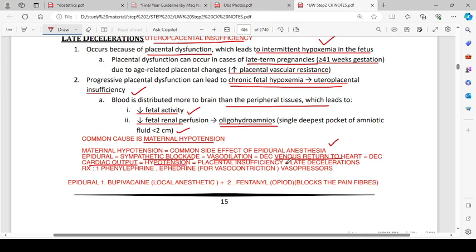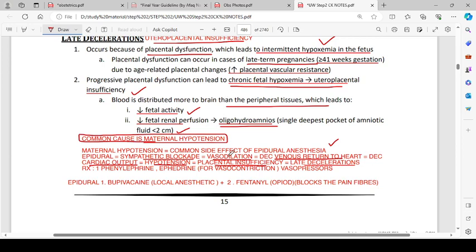Hypotension will result in placental insufficiency, and that will lead to late decelerations. I'm sorry, I read it as hypertension. The most common cause of late decelerations is maternal hypotension and placental insufficiency.